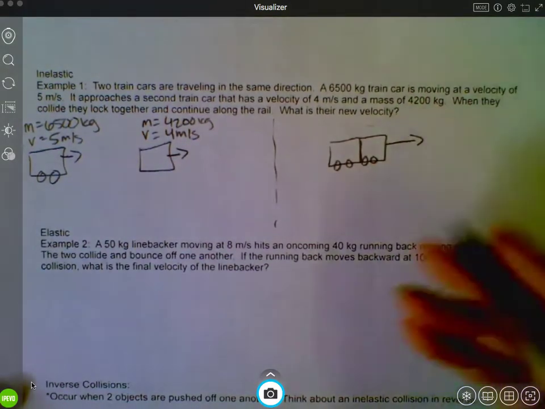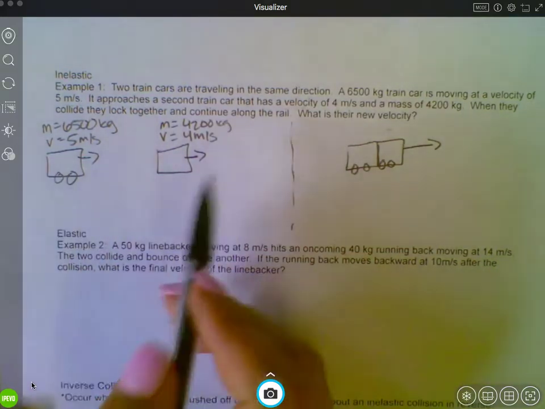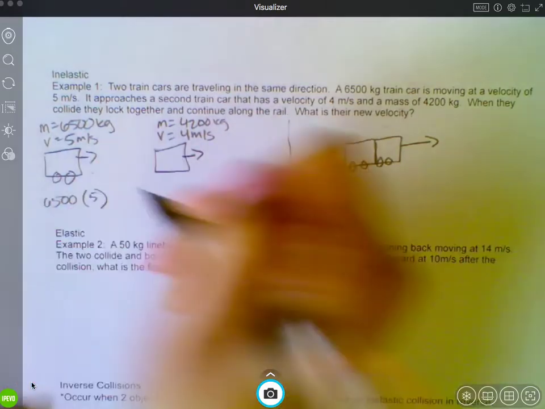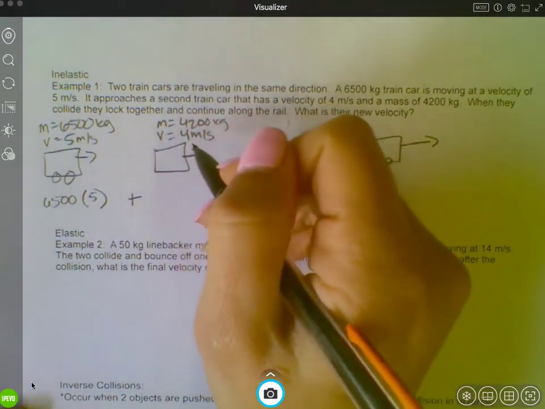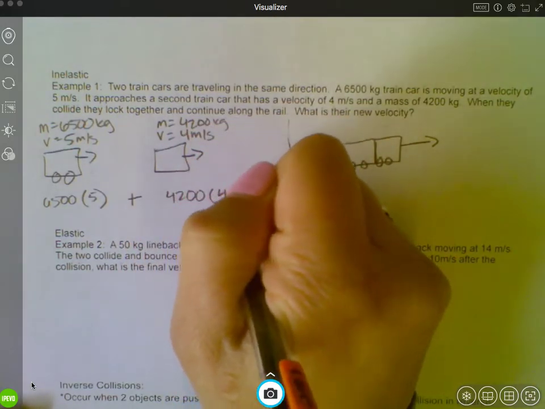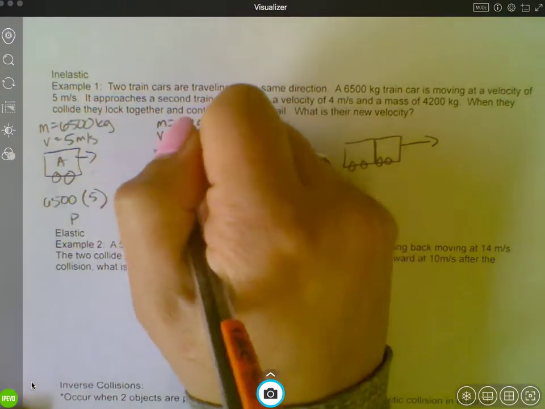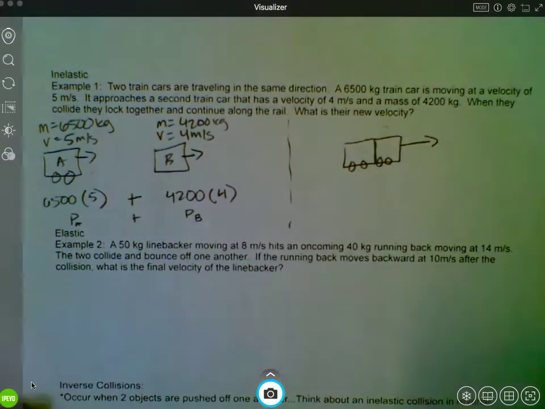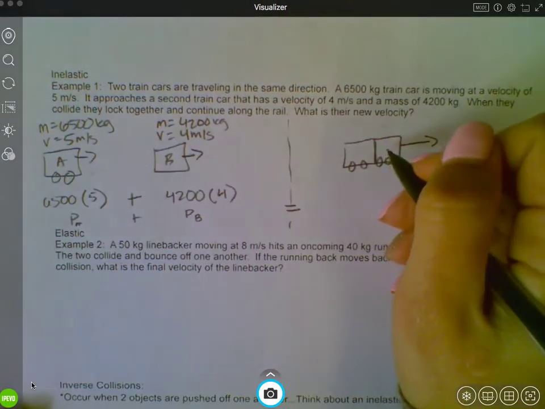All right, so let's now write MV. This is my before picture, this is my after. Let's write MV for each one. So MV here is going to be 6,500 times 5. Okay, M times V. Plus, we have a second car with momentum before, 4,200 times 4. Do you see that this is the momentum of car, let's call this A, B. This is the momentum of car A plus the momentum of car B before, right? That's the total momentum before, equals total momentum after.